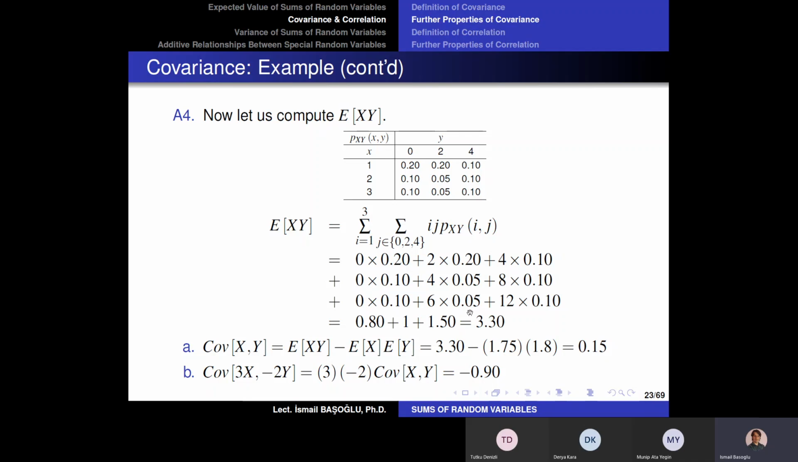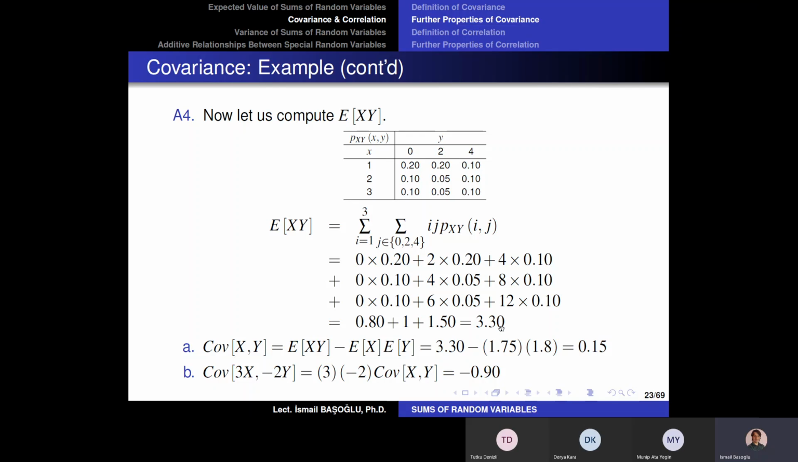So basically what we are doing is, for all dual combination cases, I multiply the value of the first random variable and the second random variable with the corresponding joint probability mass value and run a double summation over these two sets of values that these random variables can take.